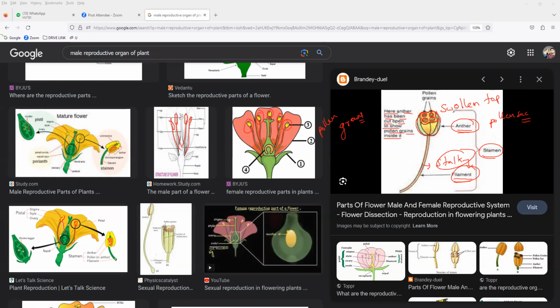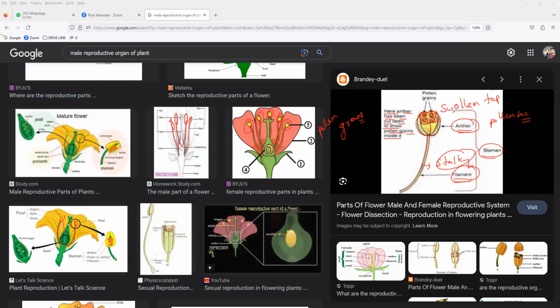All of you clear? Understanding? So who will produce the male reproductive cells of a flower? Everybody, stamen. Understanding? The anther of a stamen makes the pollen grains and stores the pollen grains. Please note it: the anther of a stamen makes the pollen grains and stores the pollen grains.